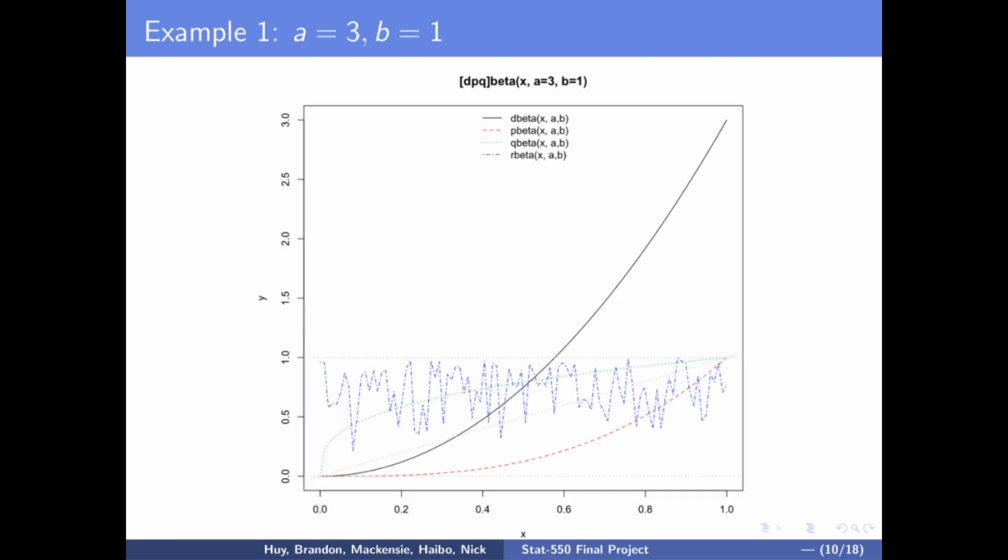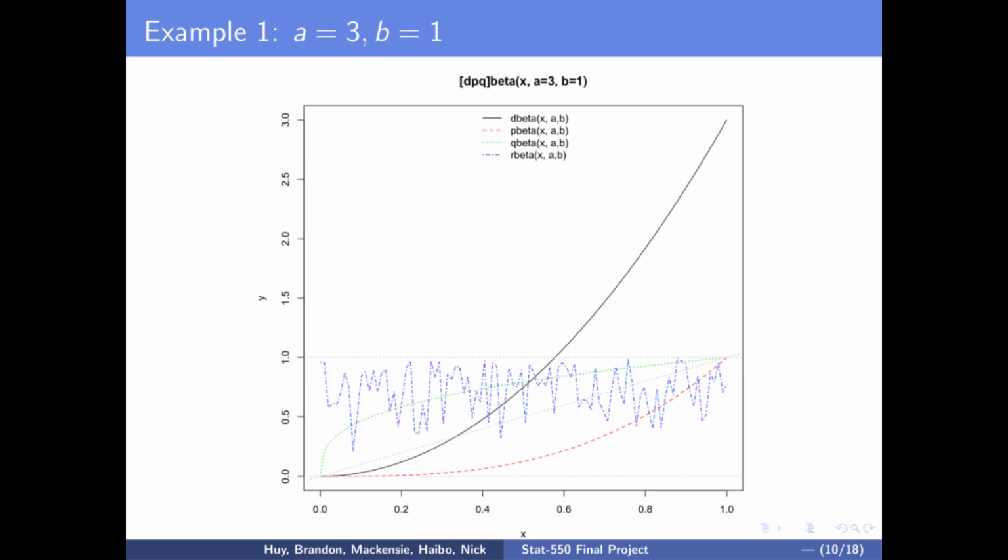The first example we will take a look at is when a equals 3 and b equals 1. The blue line represents our randomly generated data. The graph should be a scatter plot, so all the points where the line has kinks are the locations of the data with respect to y. From this randomly generated data, you may notice the blue line never goes above the y value of 1. These points, with respect to y, are the probabilities at the points in the distribution.